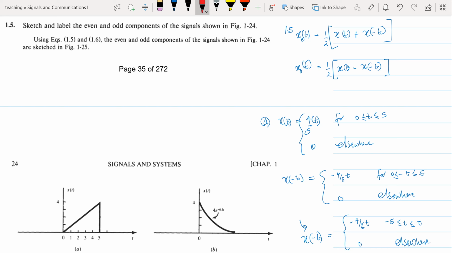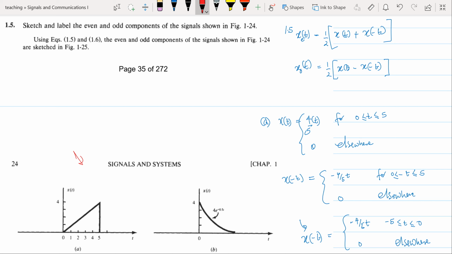Problem 1.5 says to sketch and label the even and odd components of the signals shown in figure 1.4. And figure 1.4 is right here. And we are going to work on figure 1.4a to start with.